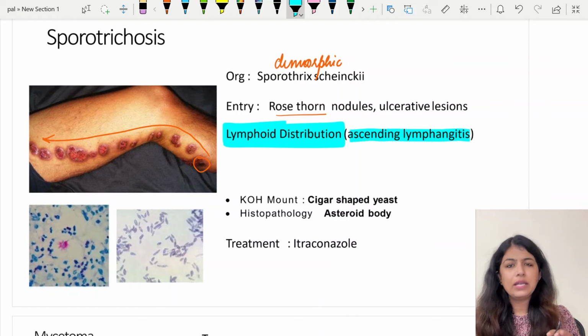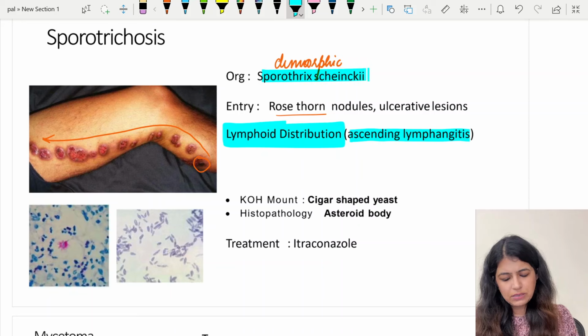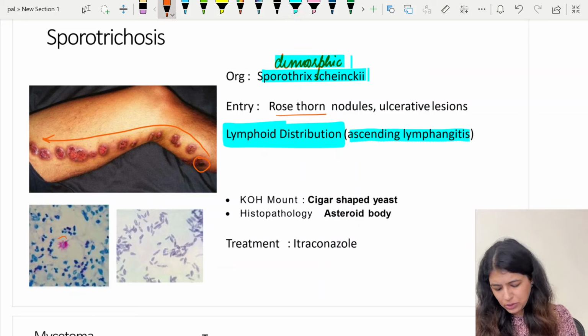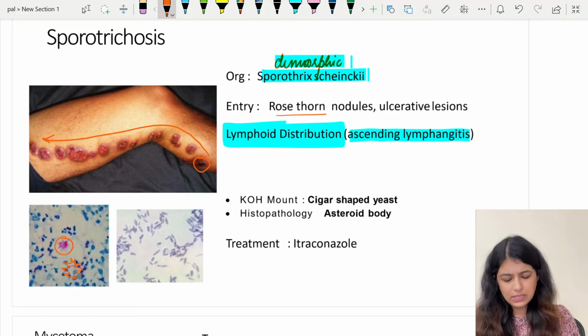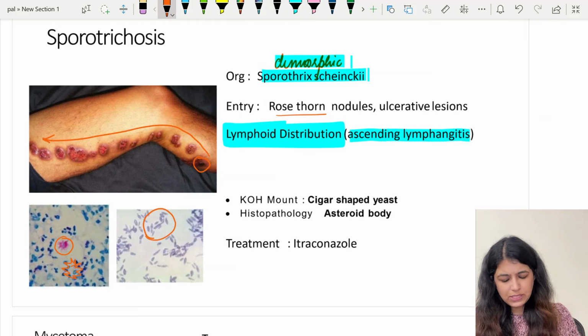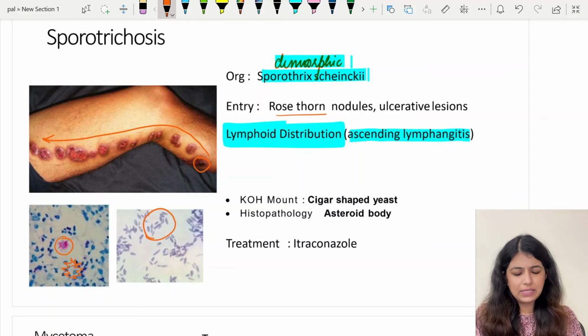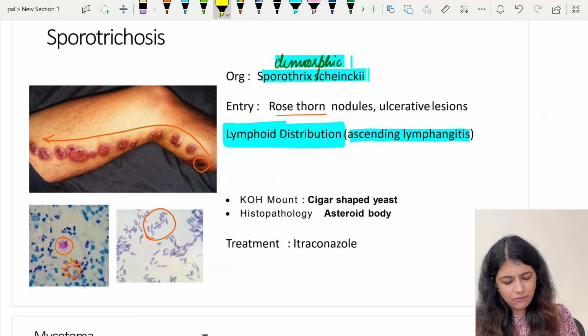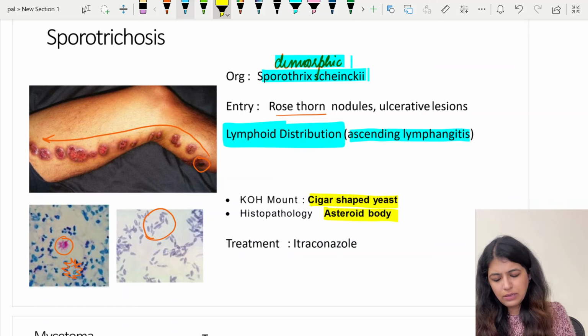Very, very important to know sporotrichosis: the name of the fungus, and that it's a dimorphic fungus. Now, when you look at the histopath, you get the structure which is called the asteroid body. You can see that the shape is like a star. So the asteroid body is what you see in the histopath, and the shape of the yeast here is cigar. So you see these cigar-shaped yeasts. All these findings, be very thorough: cigar-shaped yeast and asteroid bodies.